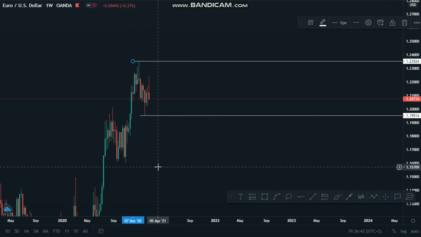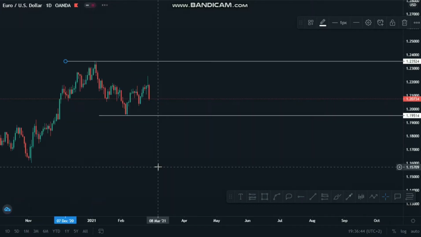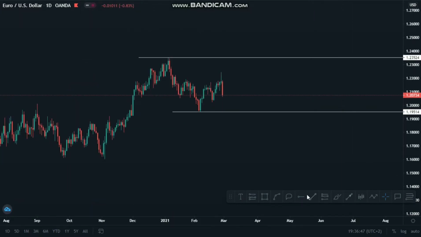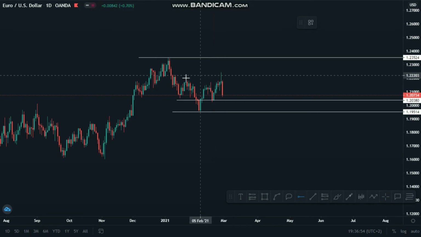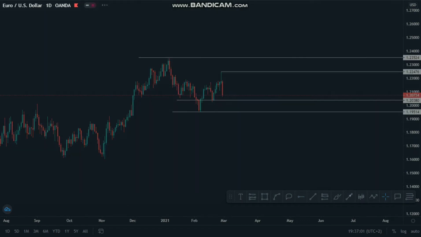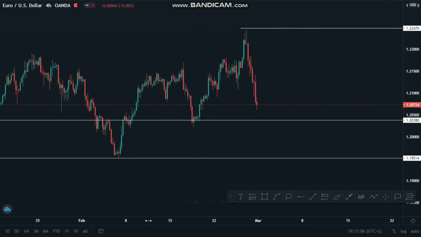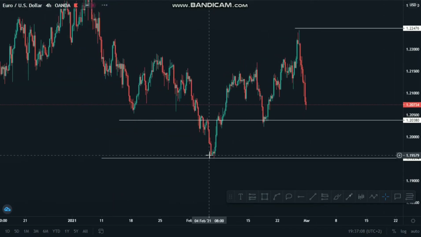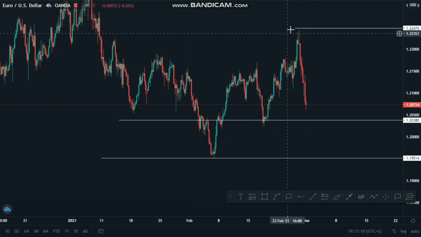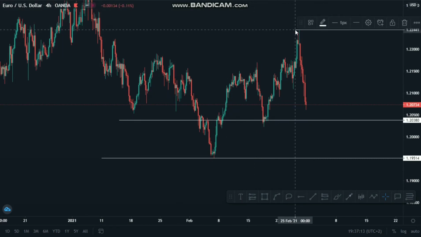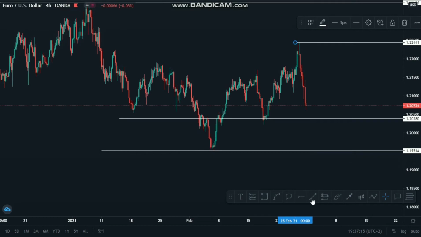Then we move into the daily time frame to identify our sub support and our sub resistance. So in this case, we have our sub support right here and we have our sub resistance right here. Okay, so we're going to dive into the 4-hour time frame to identify structure. So on the 4-hour time frame, we see that Euro USD has been trending to the upside until it reached this level where it started falling impulsively to the downside.